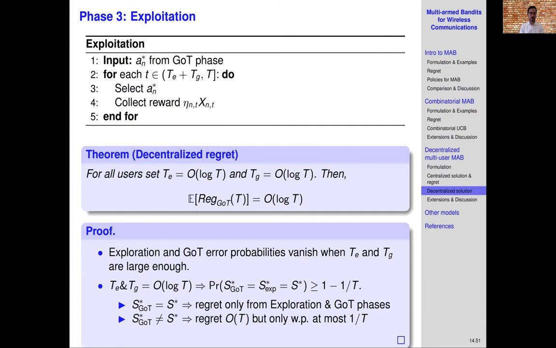If this high probability event doesn't hold, the regret could be linear, but we know that this event will not hold with probability at most 1 over t, so the contribution to the expected regret coming from this event not holding is very small.